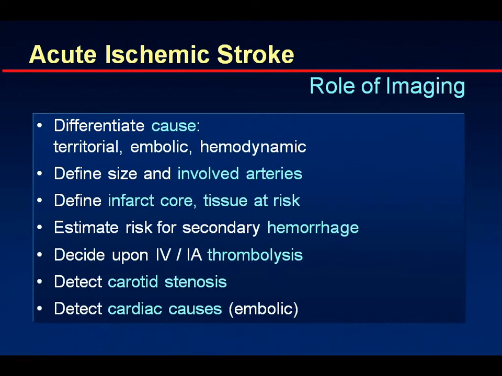We would like to define the size and, again, the involved arteries. And then an important thing is we would like to see what is the dead tissue and what is the tissue at risk. We would like to estimate the risk for secondary hemorrhage. In other words, if we treat, will the patient actually get a hemorrhage and not benefit from our treatment? Decide whether the thrombolysis should be intravenous or intraarterial, and then look at carotid stenosis or detect embolic cardiac causes.